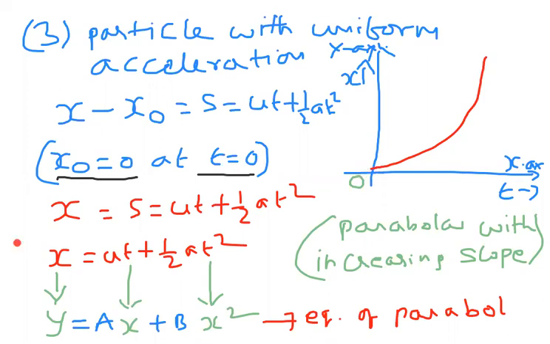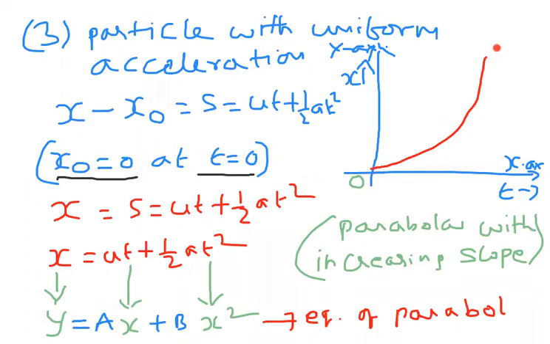As s equal to ut plus half at square, we can write now x is taken on y-axis and time is taken on x-axis. So t square, x square term is there, parabola. Here positive sign is there, so parabola with increasing slope. This is the shape of parabola with increasing slope.